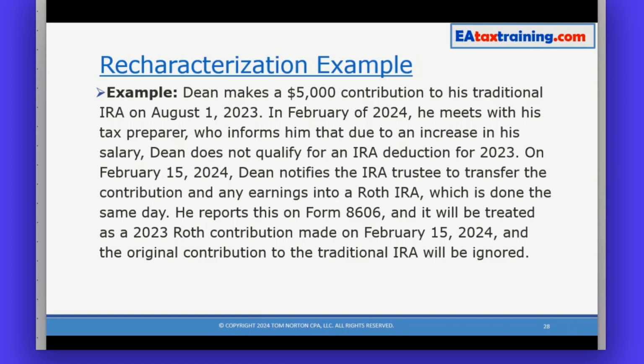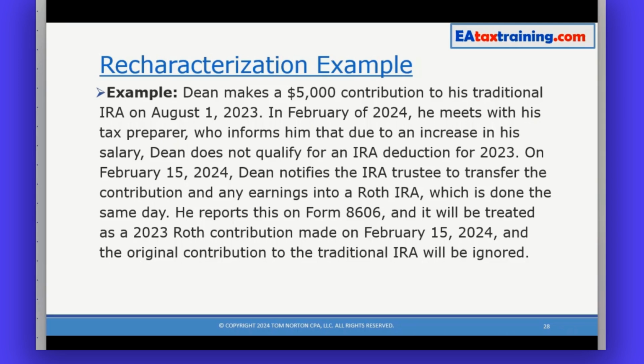He reports this on Form 8606, and it will be treated as a 2023 Roth contribution made on February 15th, 2024, and the original contribution to the traditional IRA will be ignored. So this is a nice thing that you can do. When you're talking to a client and you see that they had a traditional IRA and they decide that a Roth IRA would be better, this is something you can recommend they do, working with the trustee in order to do this recharacterization.